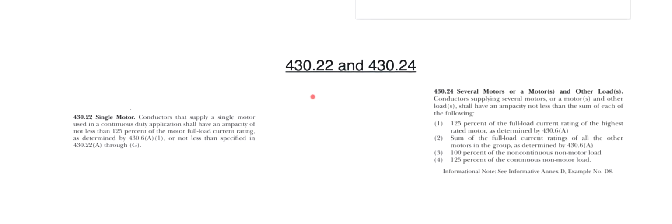Conductors that supply a single phase motor used in a continuous duty application shall have an ampacity of not less than 125% of the motor full load current rating, as determined by 430.6(A)(1), or not less than specified in 430.22(A) through (G). So the big takeaway right there, guys, 125% of the motor. So our ampacity cannot be less than 125%. And that's on a single motor.